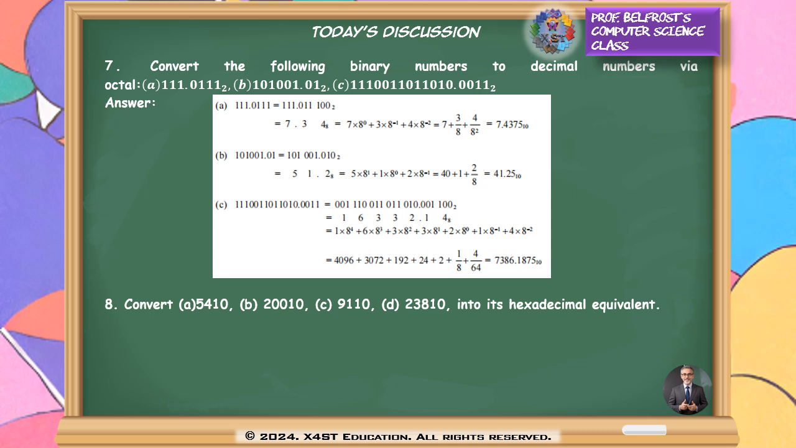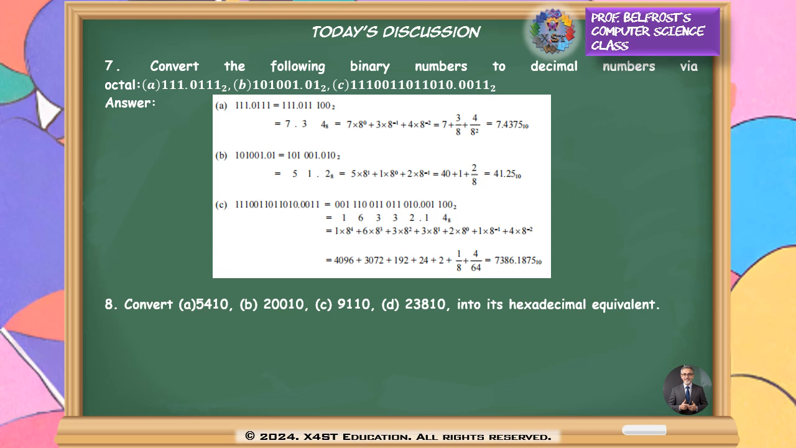Number 7, convert the following binary numbers to the decimal numbers and octal. It's the same as before, right? Actually, you can do it directly, but this just costs you a little more steps. I just want you to exercise more on a problem like this. So from binary to decimal is very easy. From binary to octal, it's also very easy because all of this has its own representation.